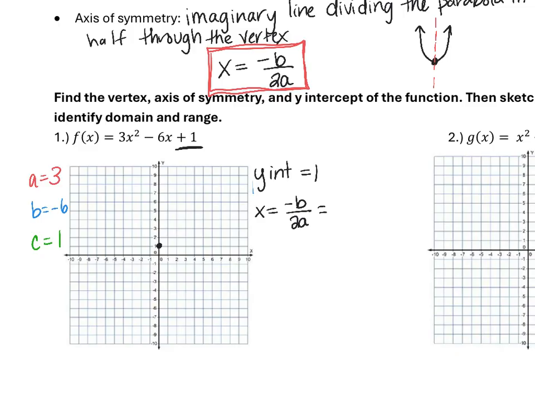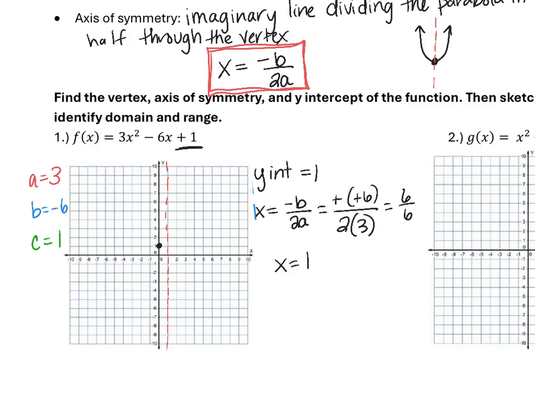Okay, let's plug in negative, and then my b value was what? Negative 6. So I have to put them both. I put my negative that's part of my formula, and then I put my negative 6 for b, over 2 times a, and a was 3. So then I simplify all this. Negative 6 becomes positive, and 2 times 3 is 6. So my axis of symmetry occurs at x equals 1. So I can kind of sketch this in here.